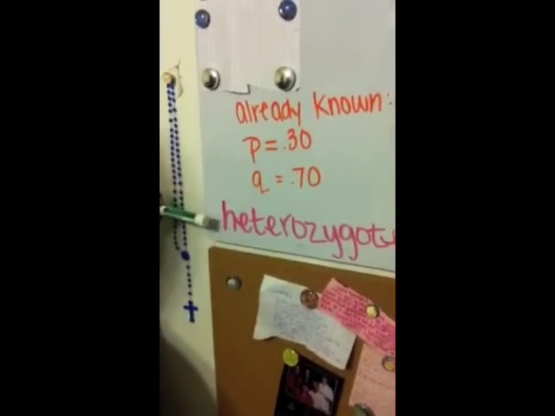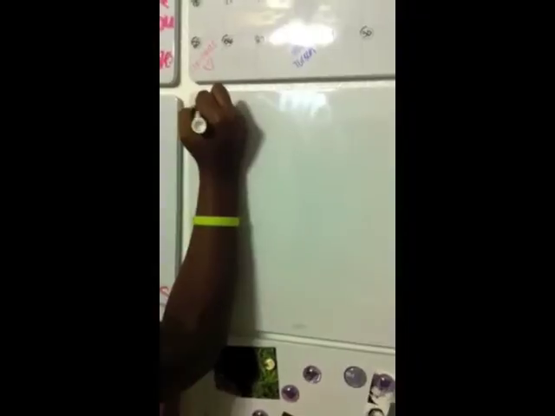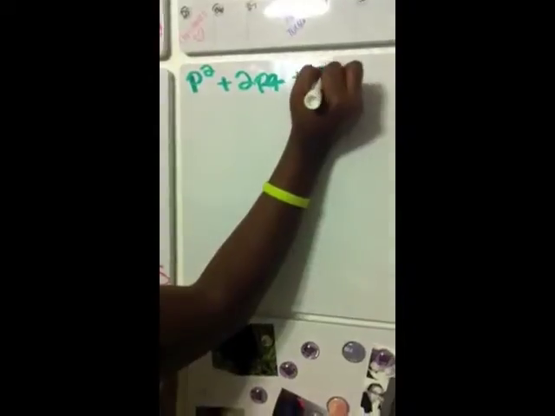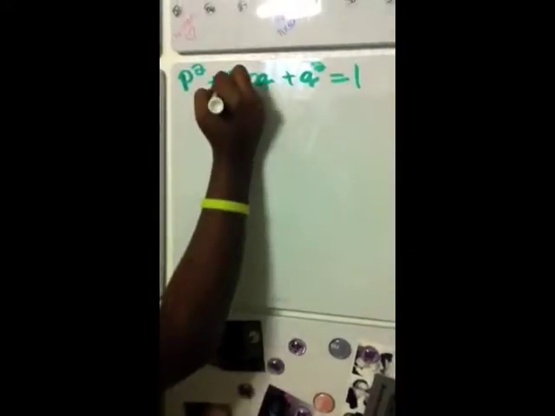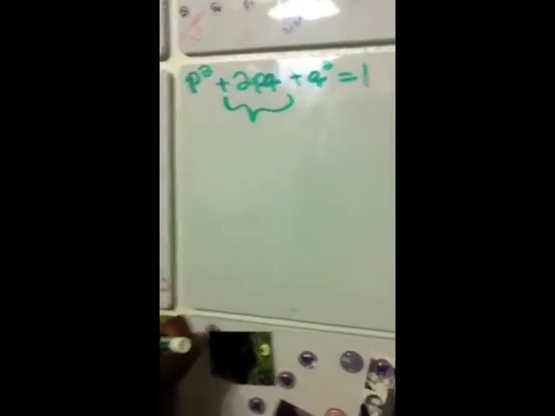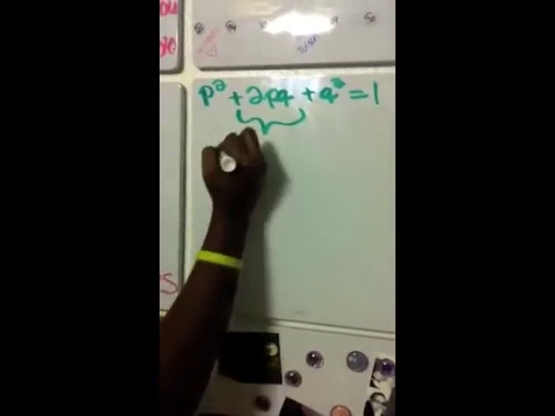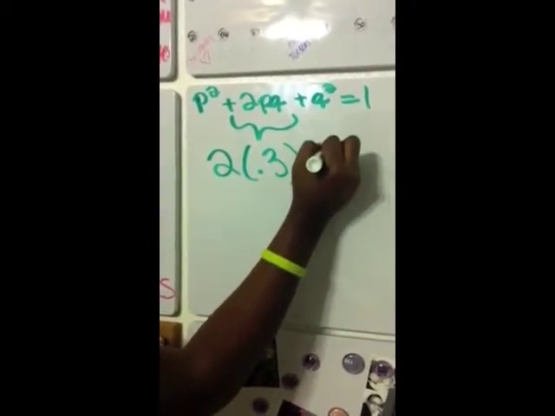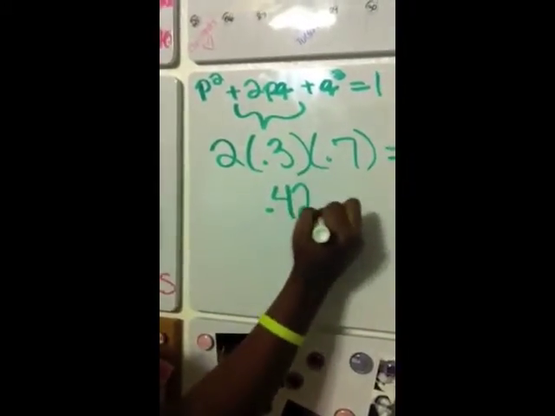Try to find the formula for heterozygotes. Think back to the Hardy-Weinberg equation. It is dealing with the genotypes of individuals in the population. It is P squared plus 2PQ plus Q squared equals 1. So you know that 2PQ equals the frequency of heterozygotes. Going back to the given equations and numbers, plug in 2 times 0.3 times 0.7, which gives you 0.42, or 42% heterozygote.